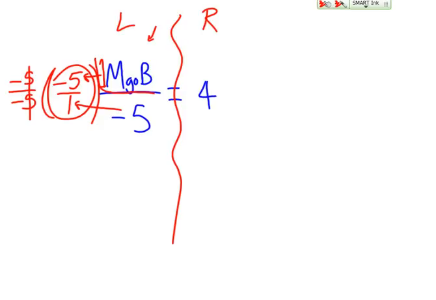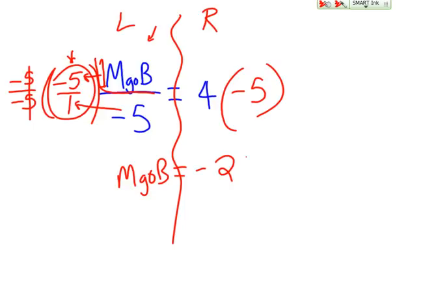And so whatever I do to the left, which was right here, I have to do to the right. So I have to multiply this by a -5. And so we're going to have MGO blue is equal to 4 times -5, which is -20.